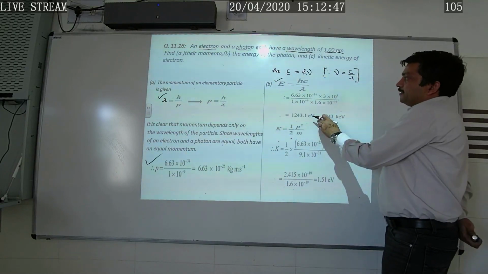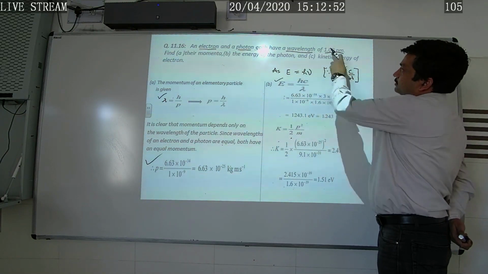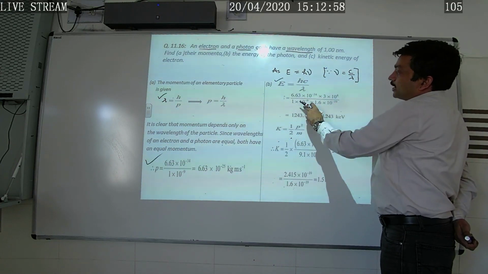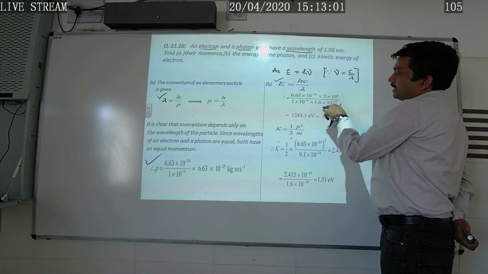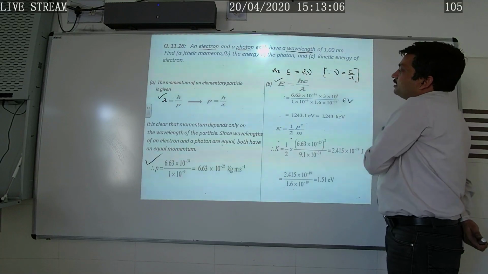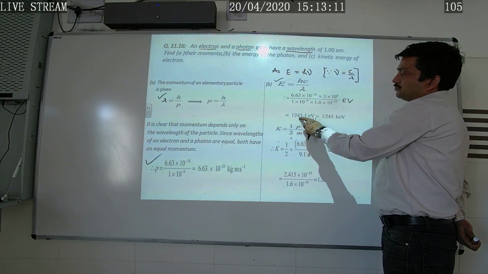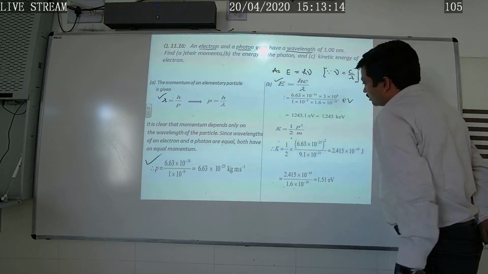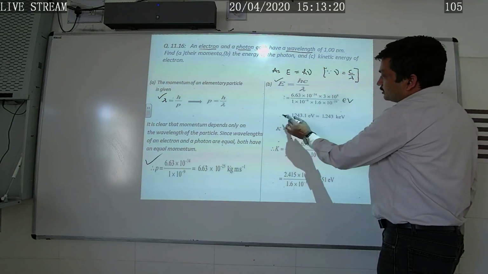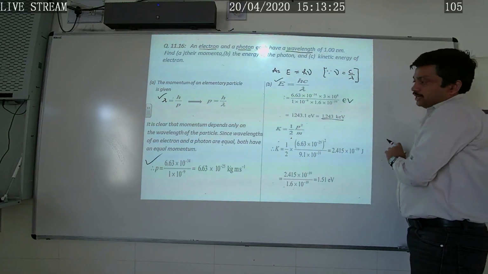Here h is Planck's constant, c is the speed of light, and lambda is the wavelength, this 1 nanometer, that is 10 to the power minus 9. In order to write this energy in terms of electron volt, we divide by 1.6 into 10 to the power minus 19. In this way we got the value 1243.1 electron volt, and dividing by 1000 we get this answer in kilo electron volt.